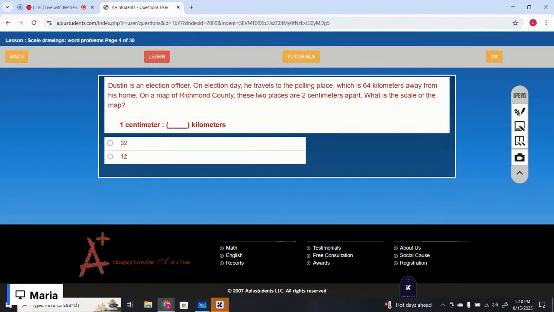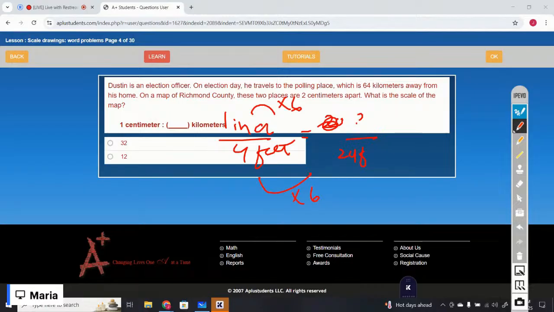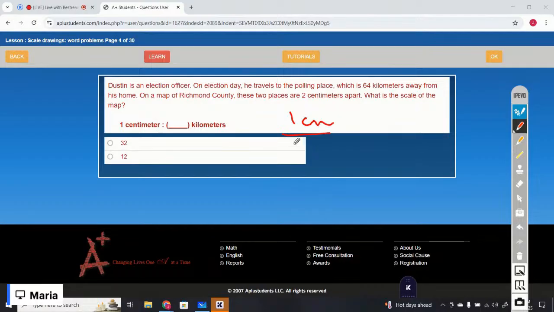Destin is an election officer. On election day, he travels to the polling place, which is 64 kilometers away from his home. On a map of Richmond County, these two places are 2 centimeters apart. What is the scale of the map? 64 kilometers, 1 centimeter to.